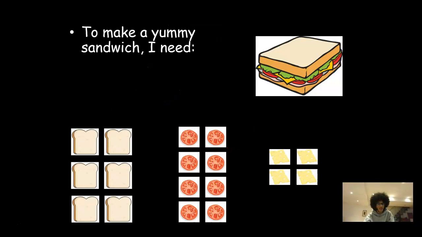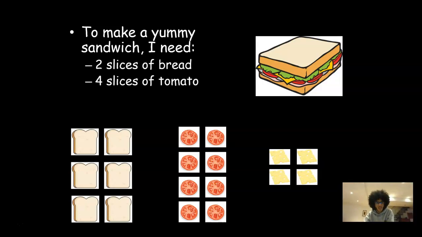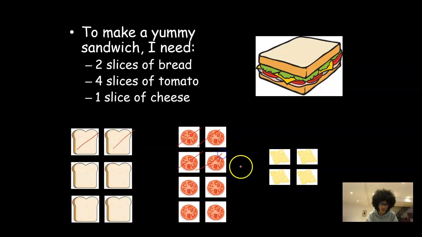Now let's say that if I'm going to make a sandwich like this on the right, I need 2 slices of bread, 4 slices of tomato and 1 slice of cheese. Pretty limited sandwich, but it'll do. Now if I'm going to make one sandwich out of all these ingredients I have in front of me here, I need 2 slices of bread, which is these 2, gone. I need 4 slices of tomato, which are those 4, gone. I need 1 slice of cheese, which is this slice, gone. And that gives me one sandwich.